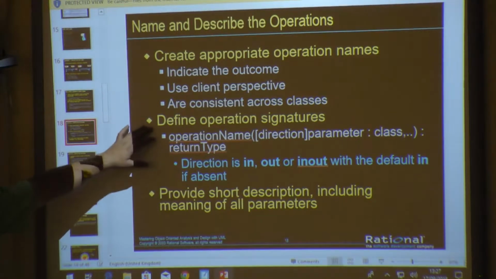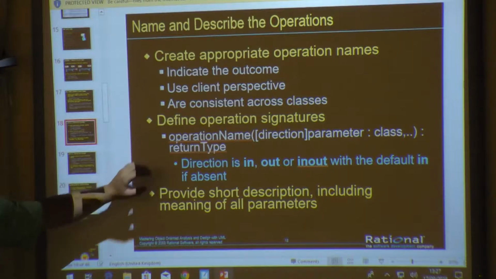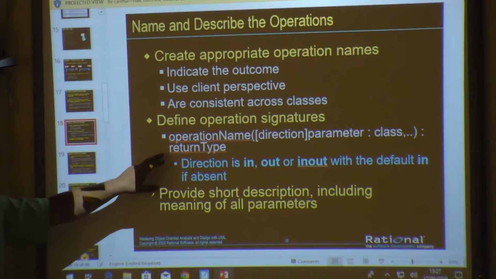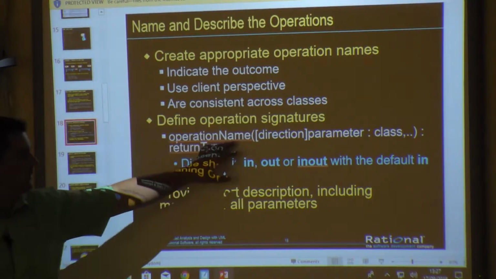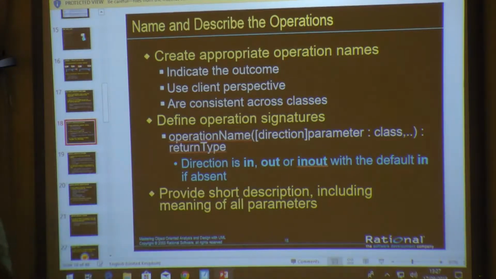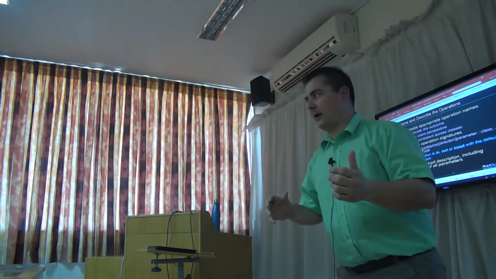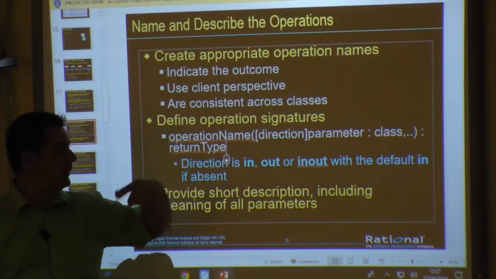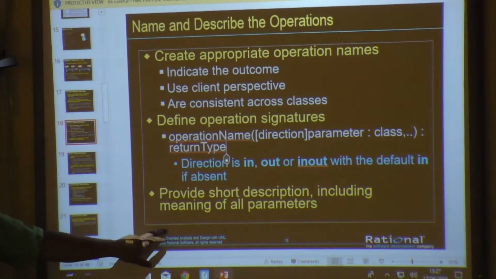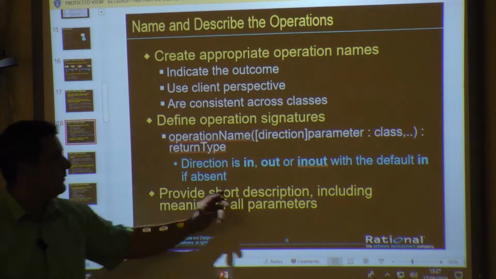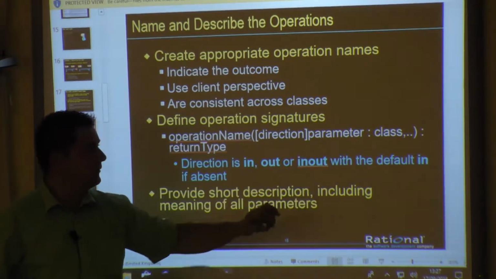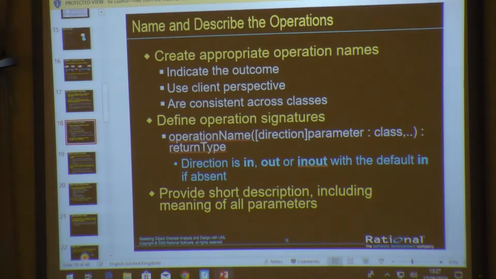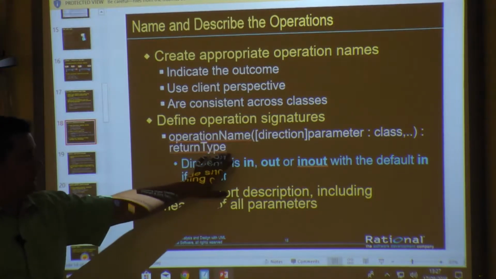Then there's also defining the operation signature. Operation signature means that we are looking at how this whole message is written. From what we're seeing here, there's the operation name. But then there can be any number of parameters in the brackets. We can have the direction. Is it going to be an input, output, or bidirectional? Then the name of the parameter. Then we can also see the data type of the parameter, but we're also seeing the returning data type.